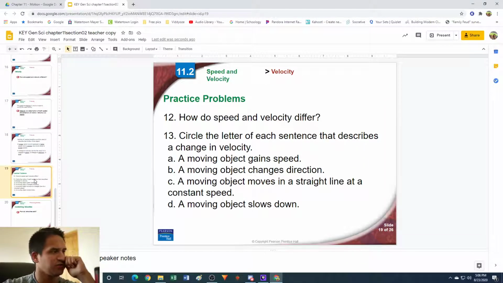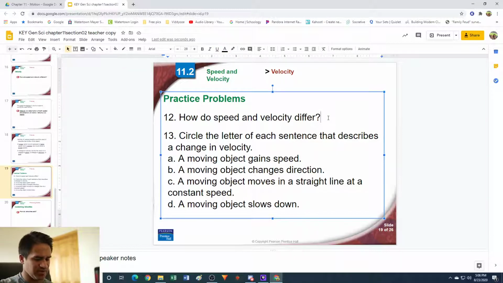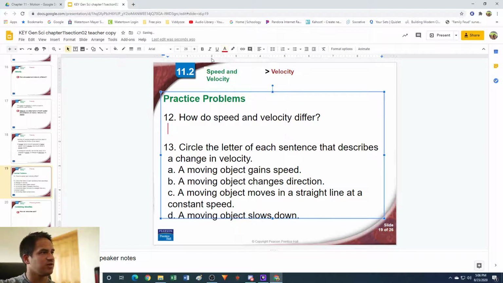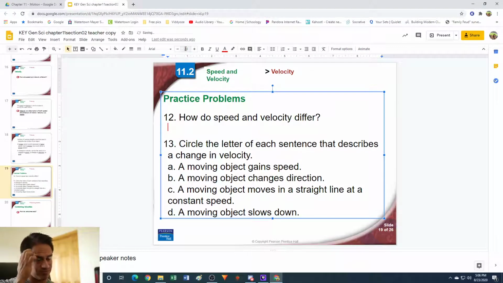Question number 12. How do speed and velocity differ? Okay, so speed and velocity are similar, but they are different. And the difference is really simple, basically. Speed doesn't include direction and velocity does. So that's all we're going to say. So we'll say that speed does not include direction and velocity does. So that's the only way that they're different.